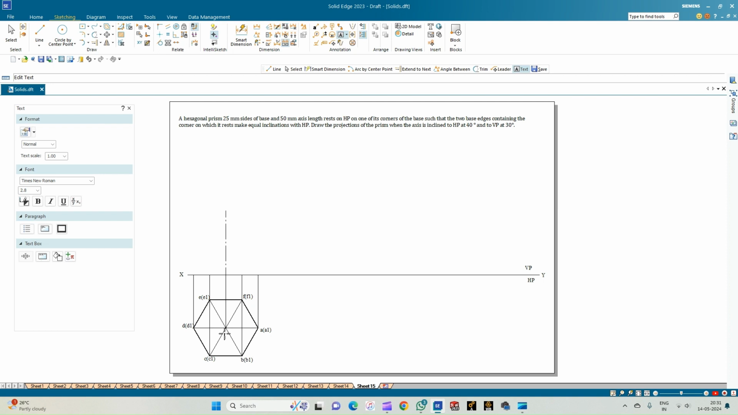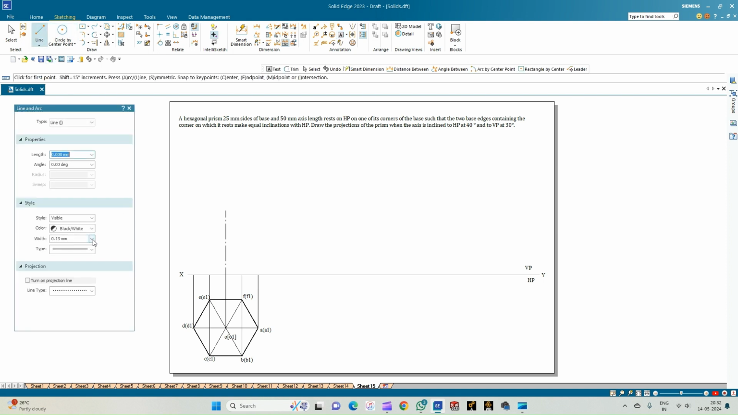And this is the axis, that is O and O1, where O is the center of the top face and O1 is the center of the bottom face of the prism. So now we'll complete the front view. For that, let us select a line of thickness 0.50 mm. So from D to CE, then to O, and then from O to BF, and then to the corner A. So this marks the bottom face of the prism.